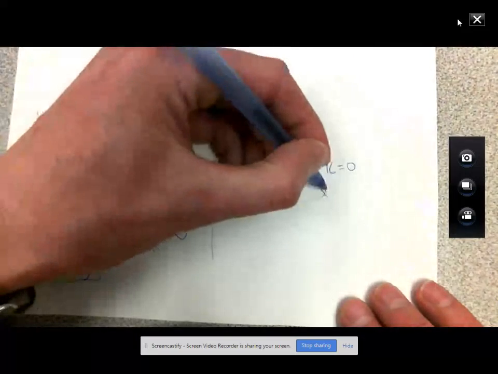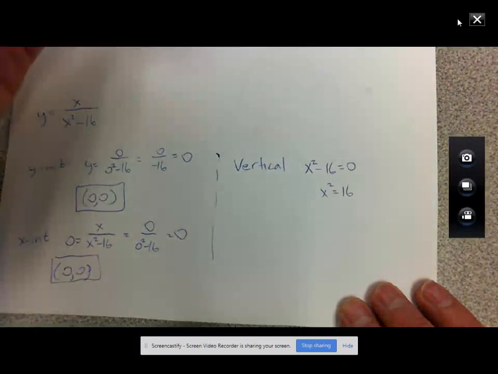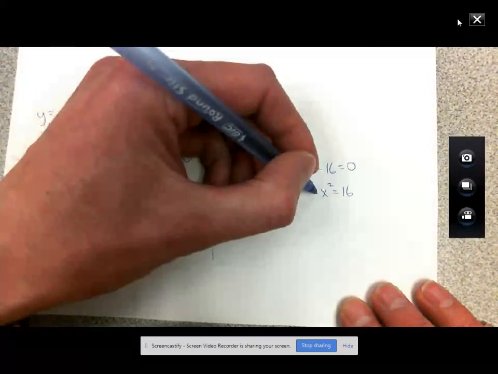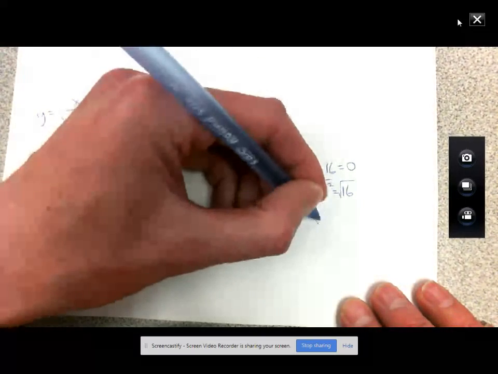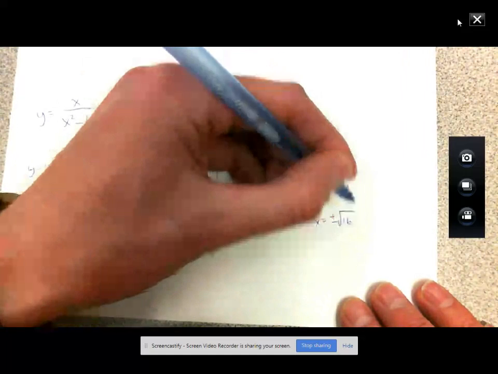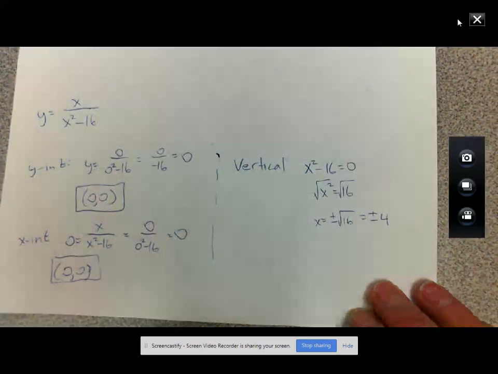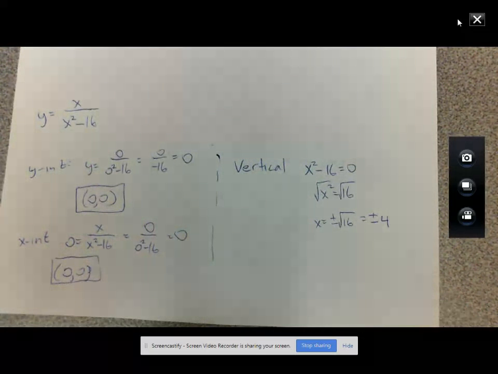If I solve for x, I'm going to get x squared equals 16. And I happen to know that 4 times 4 is 16, but I'm going to take the square root of both sides, and I'm going to get plus or minus the square root of 16, which would be plus or minus 4. Be careful with that. Plus or minus 4 if you take the square root of both sides.